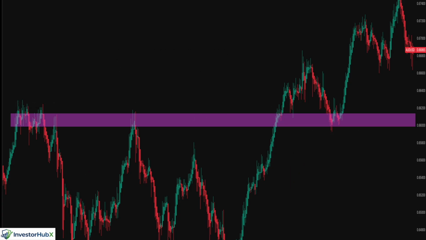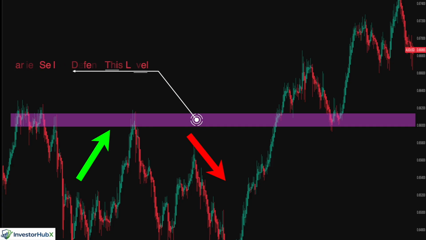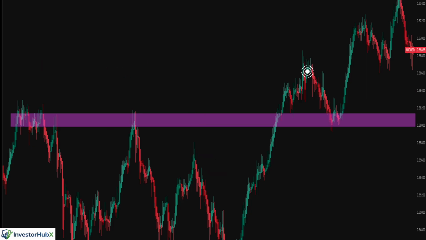When resistance breaks and then holds as new support, it tells us something very powerful about market behavior. Earlier, sellers were defending this level. Every time price moved up, it was rejected. But once price breaks through the level and closes above it, control shifts from sellers to buyers. When price comes back down and holds the level as support, it confirms that buyers are now defending the same area. This tells us the level is not just a random line on the chart. It's a level that the market recognizes and respects.